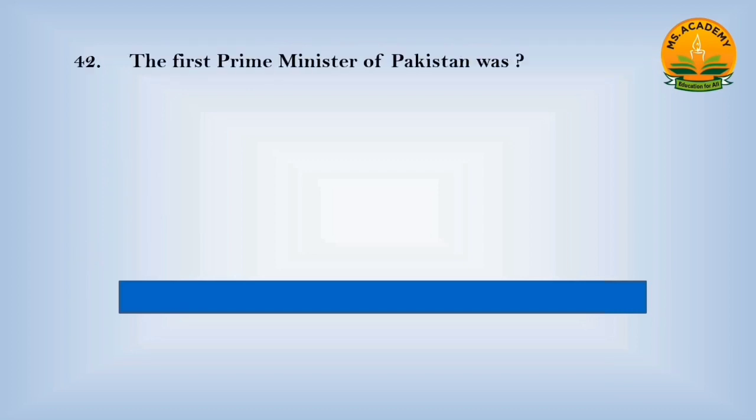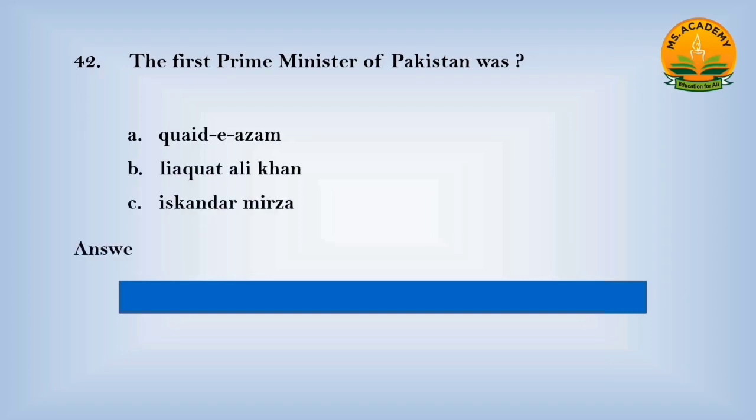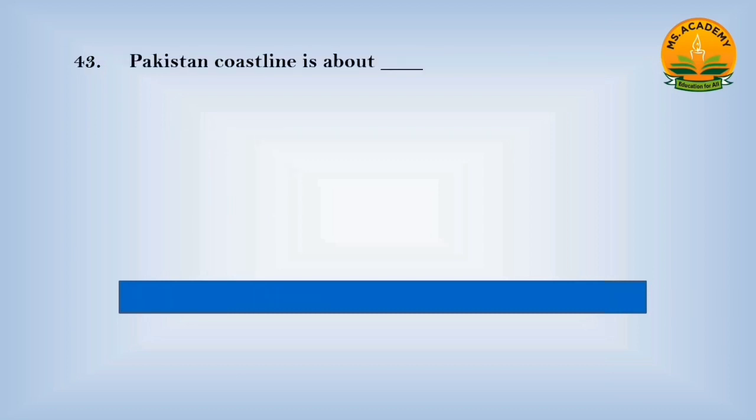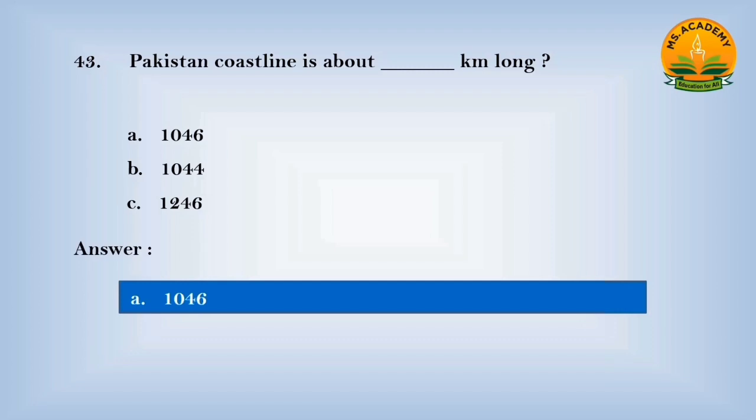The first Prime Minister of Pakistan was A. Quaid-e-Azam, B. Liaquat Ali Khan, C. Sikandar Mirza. Answer is B. Liaquat Ali Khan. Pakistan's coastline is about dash kilometers long. A. 1046, B. 1044, C. 146. Answer is A. 1046.